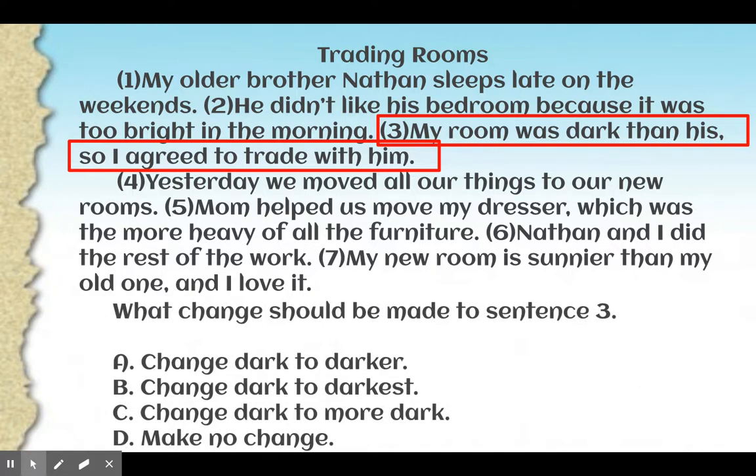So, looking at sentence 3, what change should be made to sentence 3? My room was dark than his, so I agreed to trade with him. A, should we change dark to darker? My room was darker than his, so I agreed to trade with him. B, should we change dark to darkest? My room was darkest than his, so I agreed to trade with him. C, should we change dark to more dark? My room was more dark than his, so I agreed to trade with him. Or D, make no change at all.